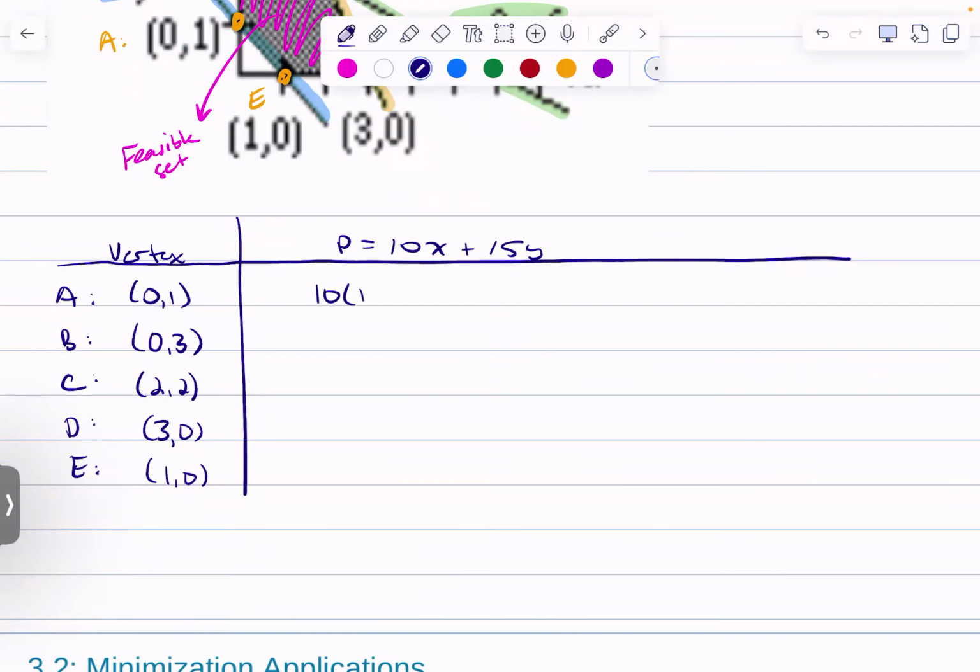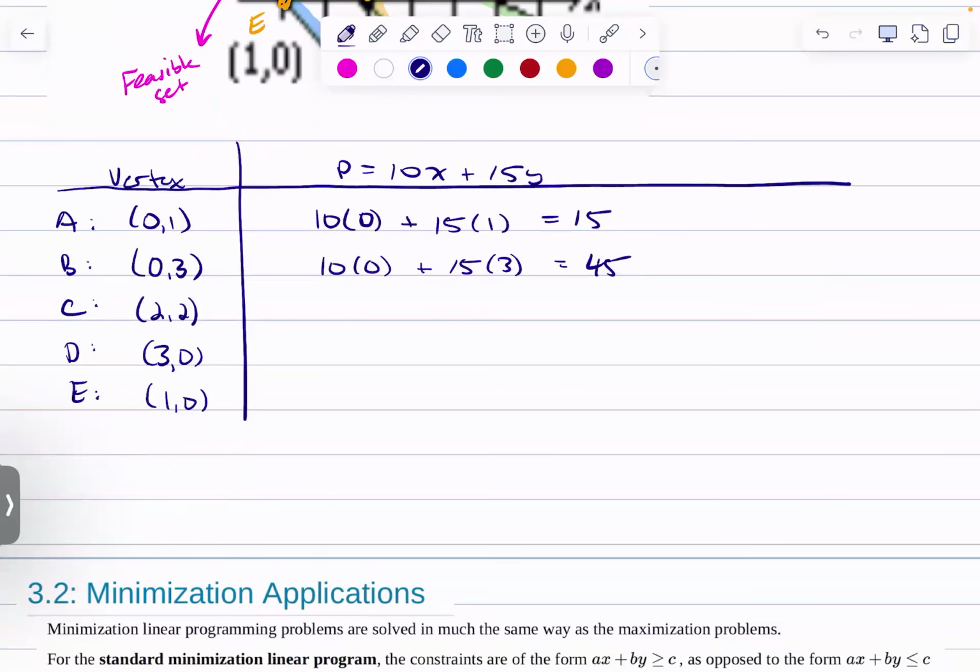At A, x is 0 and y is 1, so I get 15. At B, 10 times 0 plus 15 times 3, 45. At C, 10 times 2 plus 15 times 2, 50. I was feeling good about my 50. At D, 10 times 3 plus 15 times 0. Love all these zeros. And at E, 10 times 1 plus 15 times 0.